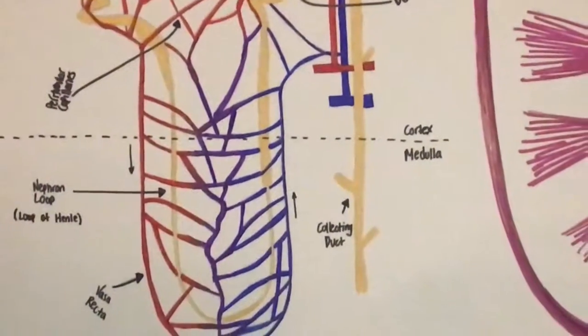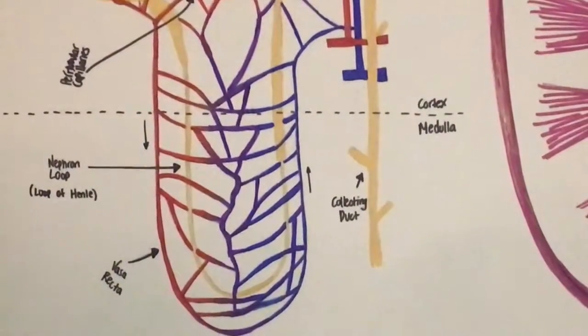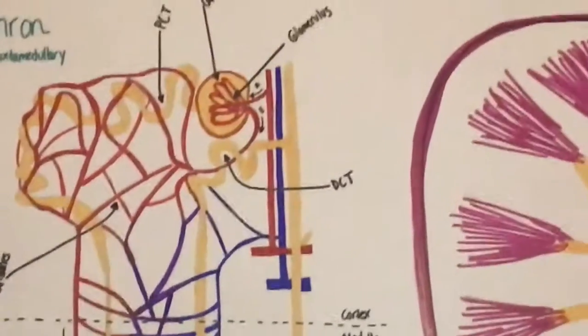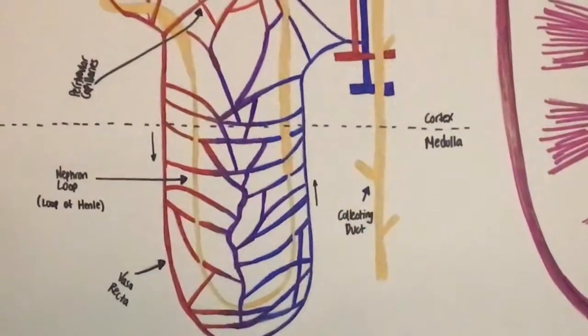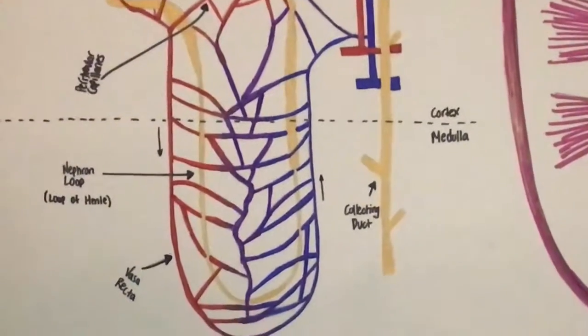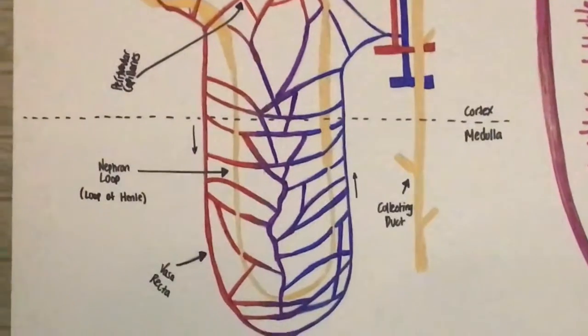Most nephrons are called cortical nephrons, which means the majority of them are in the cortex, but I drew a juxtamedullary nephron, which is a nephron that has an extension that goes deep down into the medulla, because a juxtamedullary nephron has vasa recta, while the other does not. Vasa recta help to maintain proper water balance.